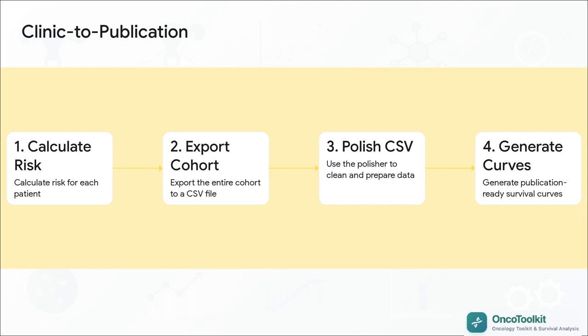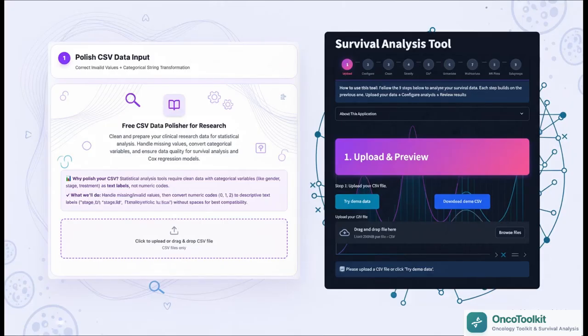It's that streamlined. And here's a look at how that ecosystem actually works. On the left, you've got the CSV Polisher. It handles all that tedious data cleaning, missing values, formatting issues. It gets your data perfectly prepped for a clean import right into the survival analysis tool, which you see on the right. And that's where you can generate your Kaplan-Meier curves and calculate hazard ratios for your research.